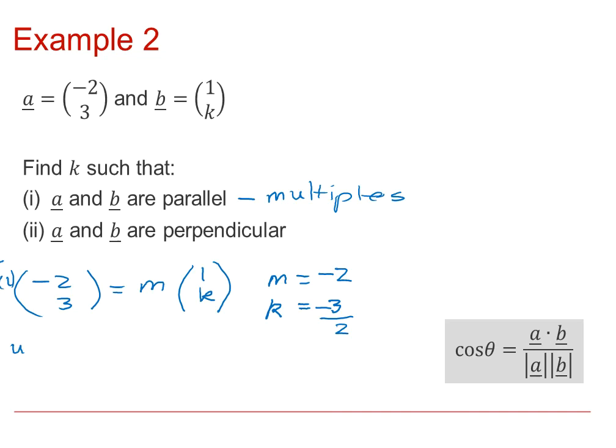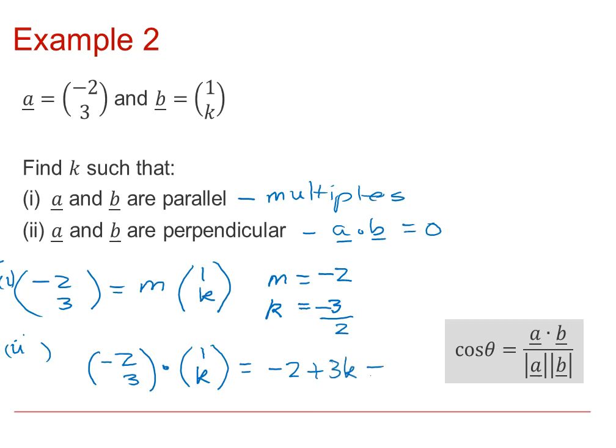In the second case, where we want A and B to be perpendicular, we know that we need the dot product to be 0. So in this instance, we have that (minus 2, 3) dot (1, k) must equal 0. So that's minus 2 plus 3k equals 0. And k is therefore 2/3.